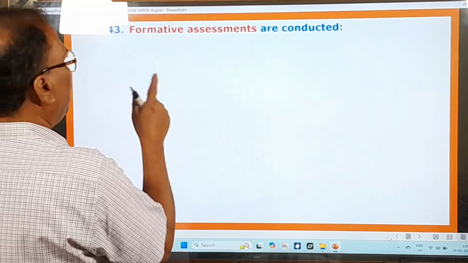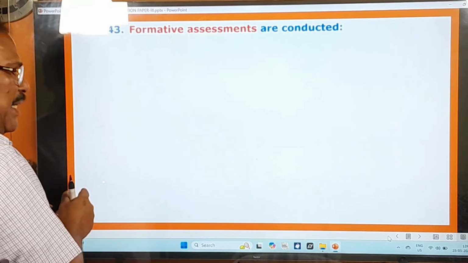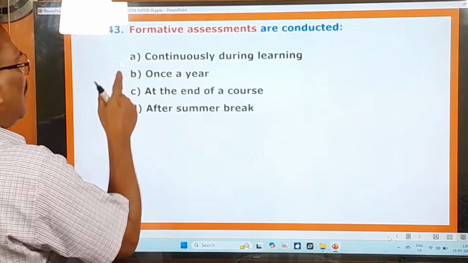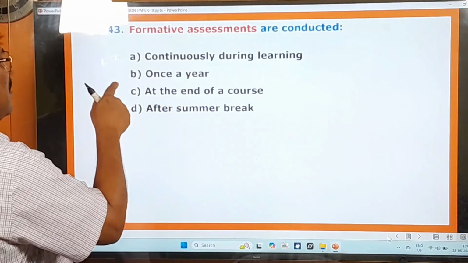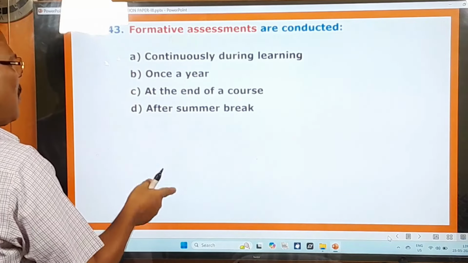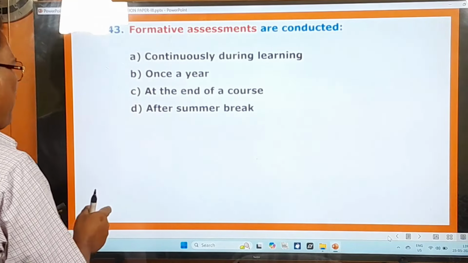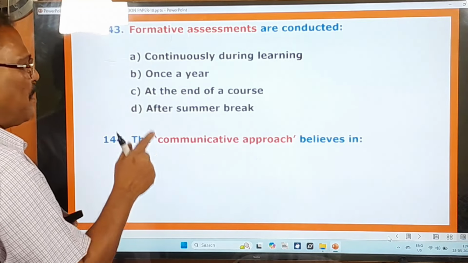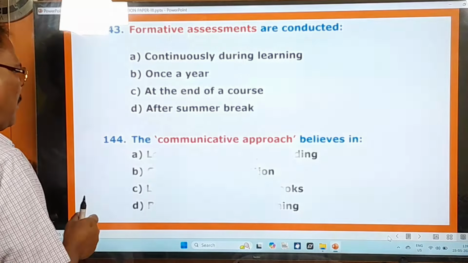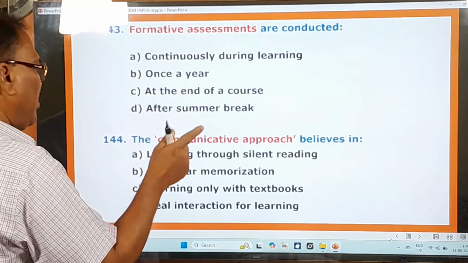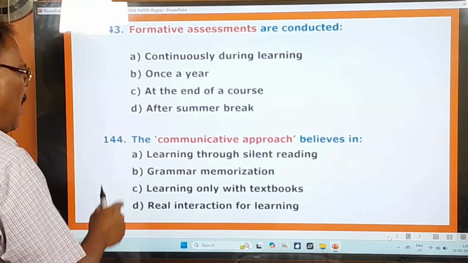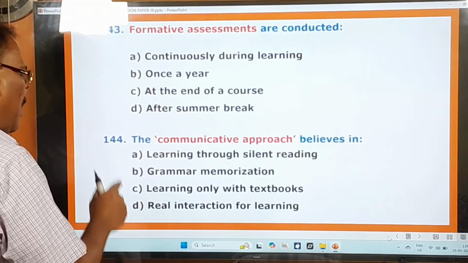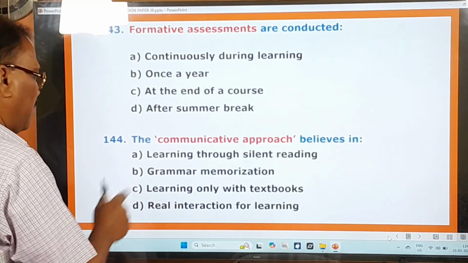143rd question. Formative assessments are conducted continuously during learning, once a year, at the end of a course, after summer break. 144th question. The communicative approach believes in learning through silent reading, grammar memorization, learning only with textbooks, real interaction for learning.